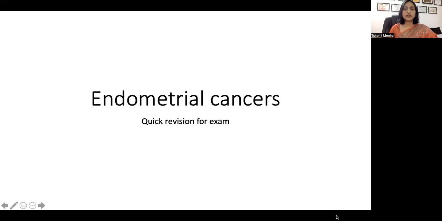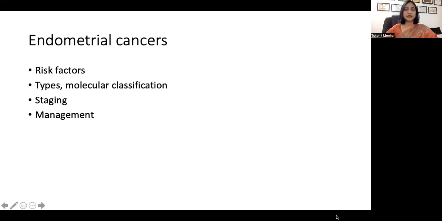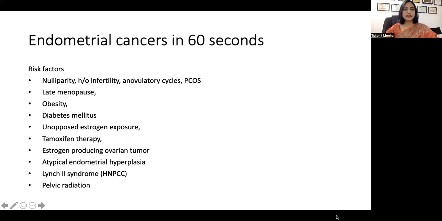Welcome to this short revision class on endometrial cancers. We will see endometrial cancers under these headings. The risk factors: most of the risk factors finally lead to unopposed estrogen exposure, either exogenous or endogenous.